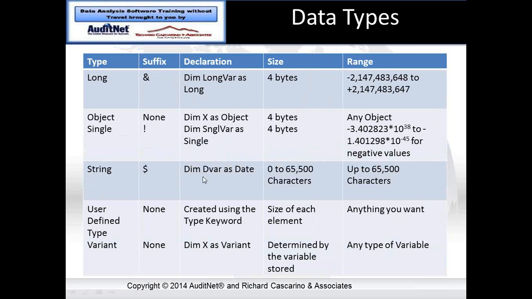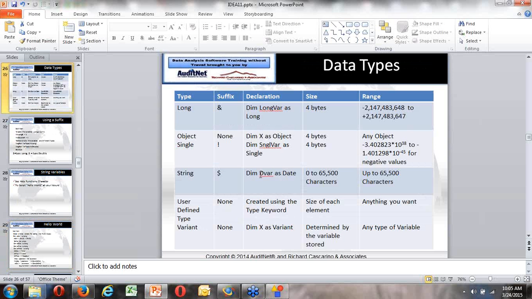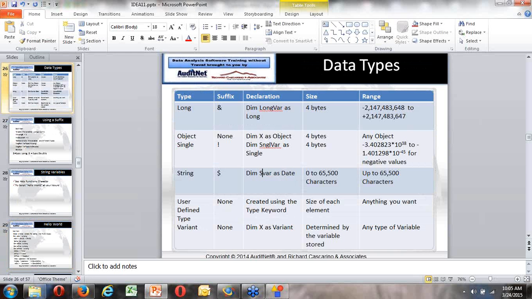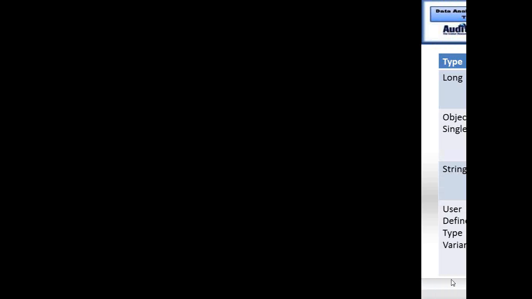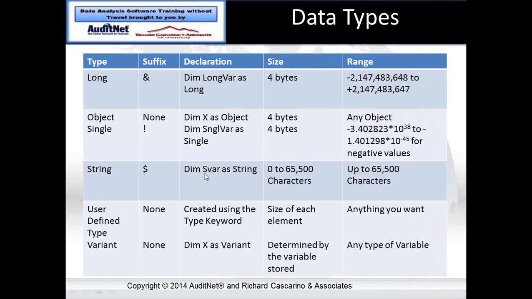String, and that should read Dim d variable as String. That should be, let me change that to s variable as String. So if you want to change your slide, that should read S variable as String.